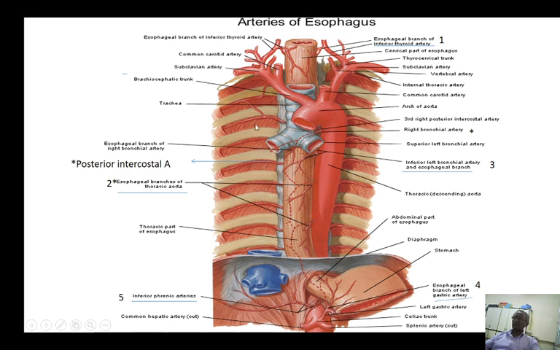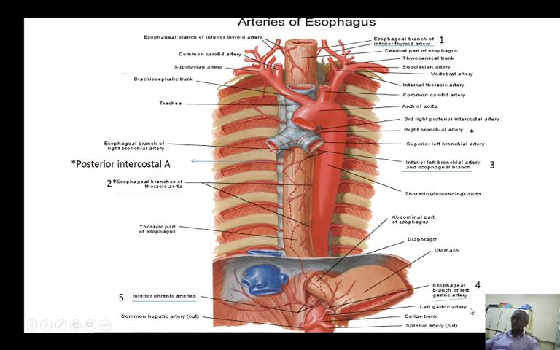Then the blood supply of the esophagus. The first one is the esophageal branch of the inferior thyroid artery. So here the inferior thyroid artery is giving the esophageal branch. Then the second one is the esophageal branch of the thoracic aorta. So the thoracic aorta is directly giving a branch. Third one is the bronchial artery and its esophageal branch. So the bronchial artery, which is coming from the aorta, is also giving branches to the esophagus.